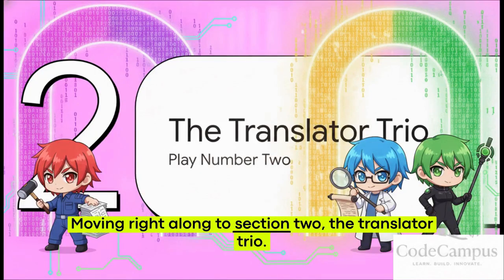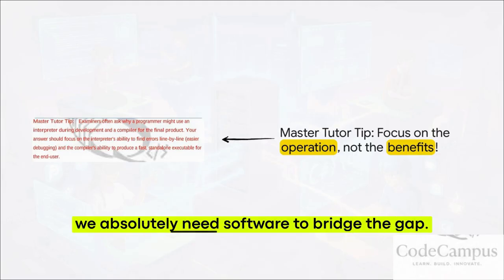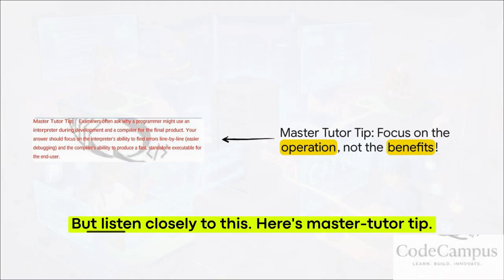Moving right along to Section 2, the translator trio. Okay, since a computer basically only understands raw machine code, we absolutely need software to bridge the gap. But listen closely to this master tutor tip.